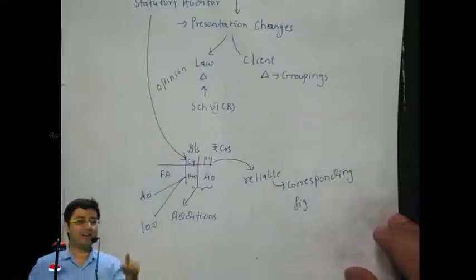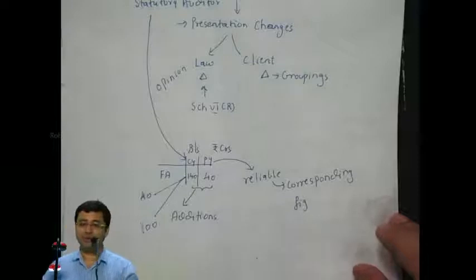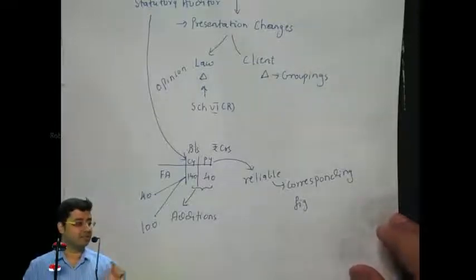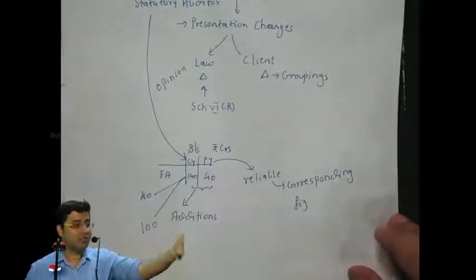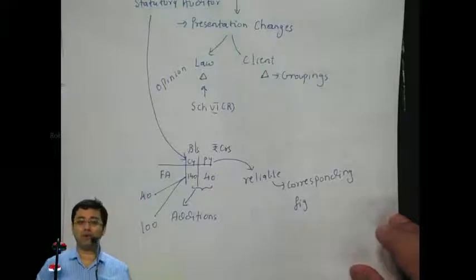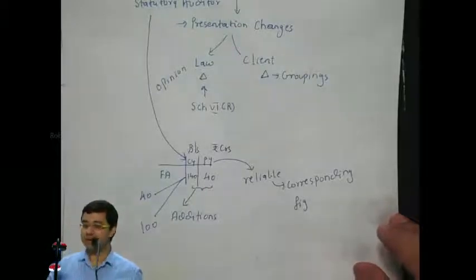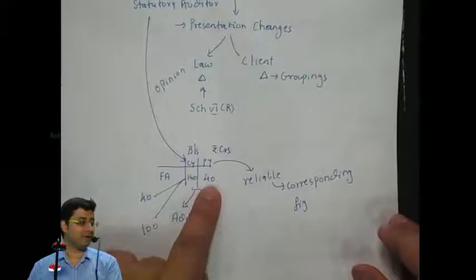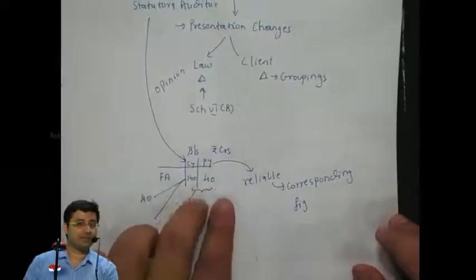You remember 510 initial engagements? There I told you that when you are checking the transaction, you must make sure that the closing balance of last year is correctly brought forward as opening balance in the current year. That means it is more or less similar to that only. But here the objective is slightly different.